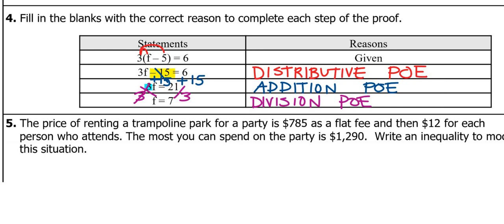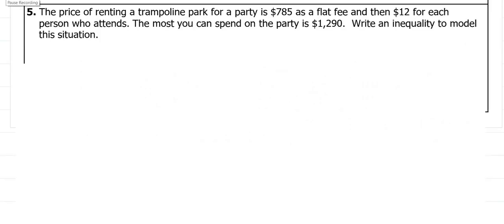Let's go ahead to the last question in this packet. Last question, number 5, word problem. The price of renting a trampoline park for a party is $785 as a flat fee, and then $12 for each person who attends. The most you can spend on the party is $1,290. Write an inequality to model this situation. This is our ask. Write an inequality to model what's happening here. You don't have to solve it. You just have to write it. And the fact that it says inequality means you're going to be using less than or greater than symbols.